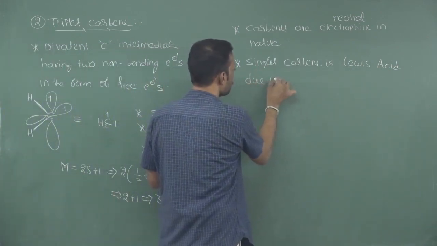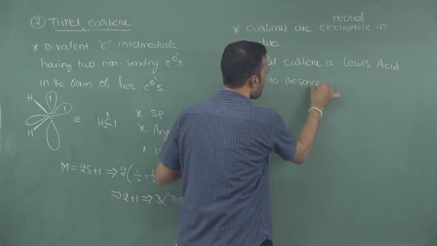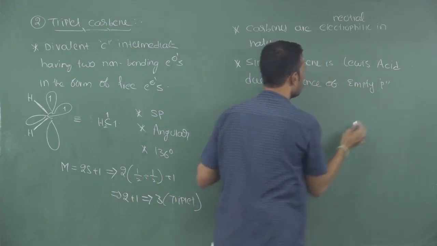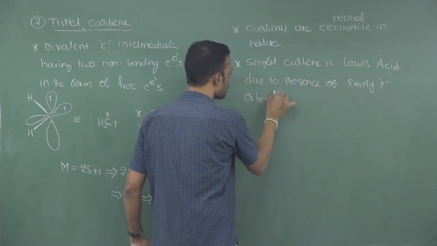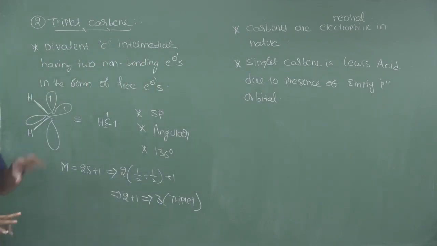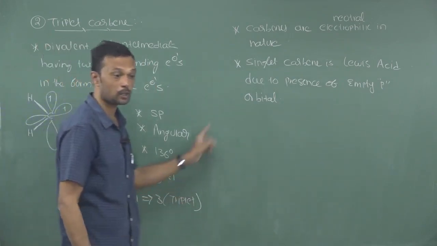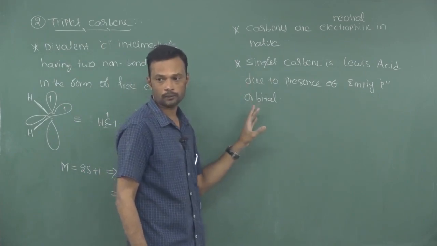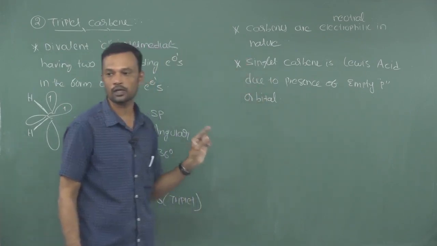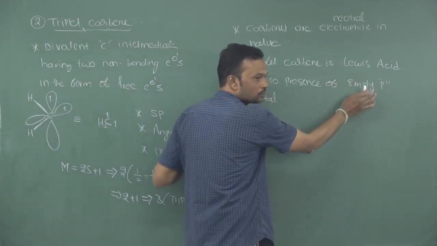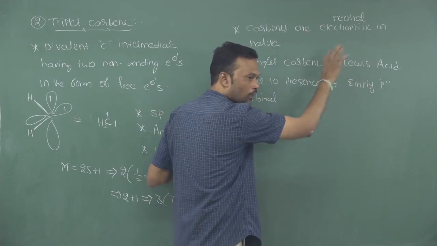Why is it a Lewis acid? Due to the presence of an empty p orbital, singlet carbon behaves as a Lewis acid. Are both electrophiles? Yes, both are electrophiles, but only singlet carbon is a Lewis acid, not triplet carbon. Why? Because the empty p orbital is there, that will attract the lone pair of electrons present in a Lewis base. But both are neutral electrophiles.